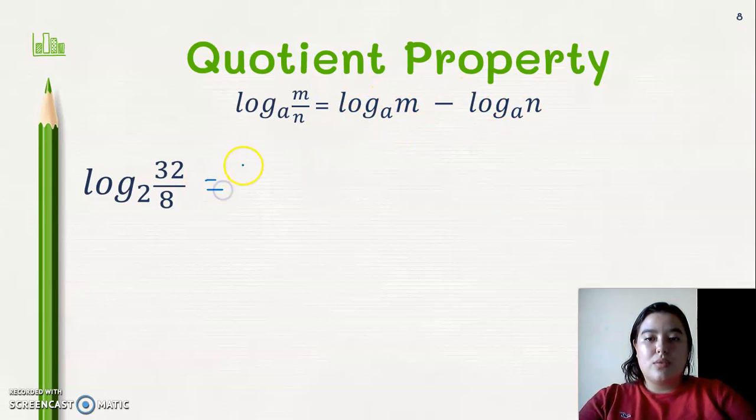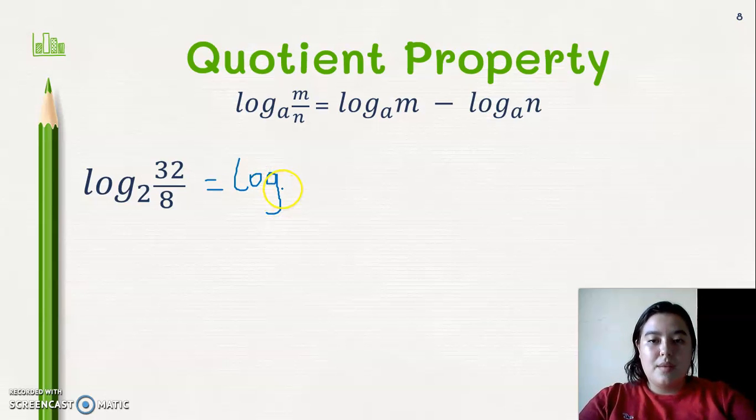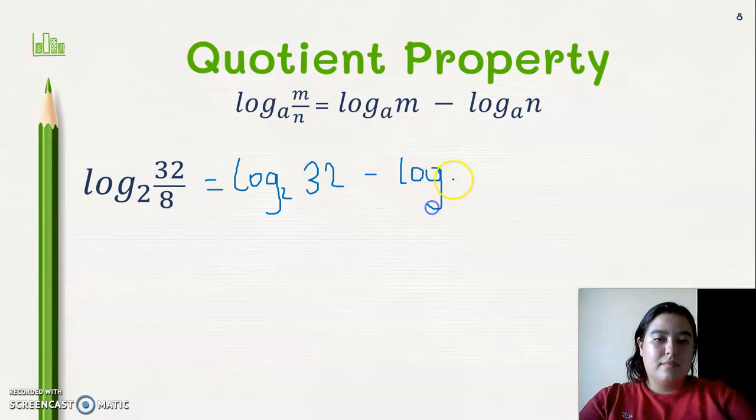So it equals log base 2, we have to copy the base a, in this case base 2, and the value for m, in this case 32, then minus log base 2, the value for n, in this case 8, okay?